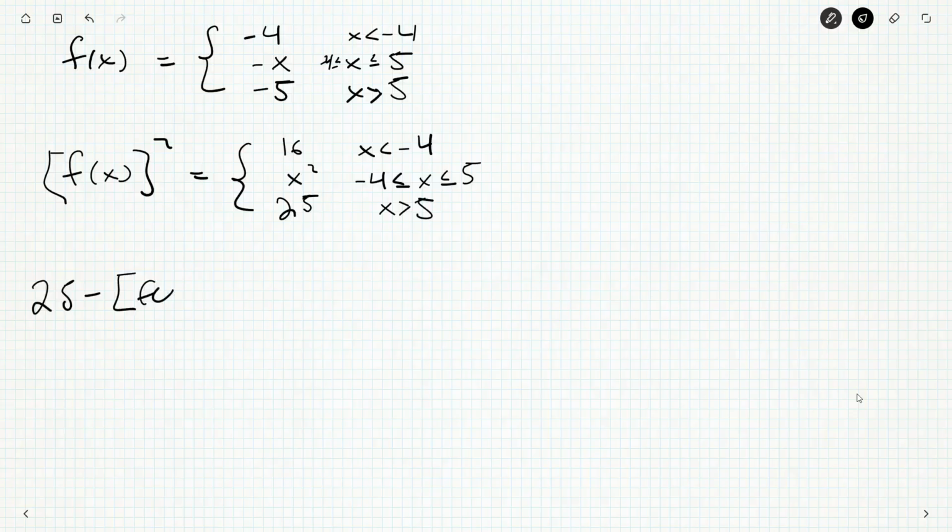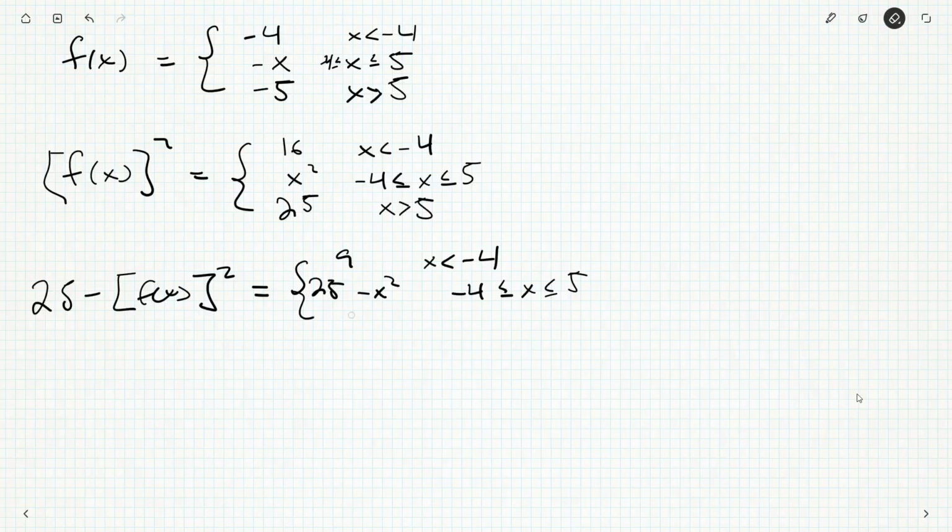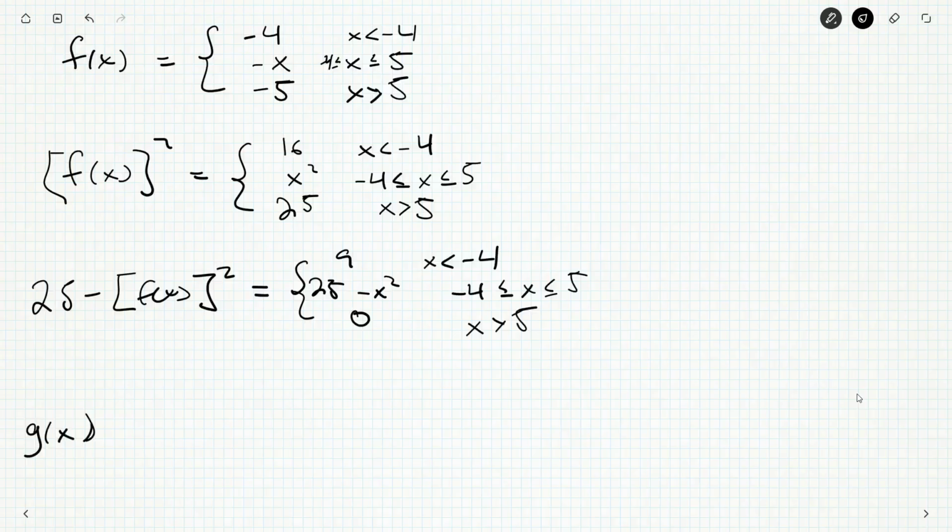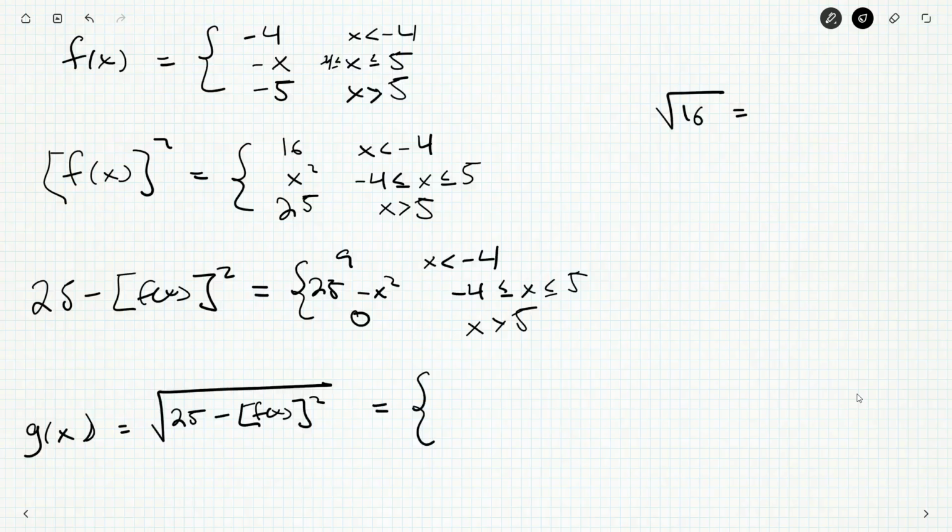So 25 minus f of x squared. It's 25 minus 16, or 9. It's 25 minus x squared. And it's 25 minus 25, so that's 0. And now our last one, g of x, is the root of the whole thing. So square root of 9. Now we have to be careful. This symbol, square root, very specifically means you take the positive value. So we got a 3 here. We'll deal with only positive values for 25 minus x squared, all square rooted. And then 0 square rooted is just 0.